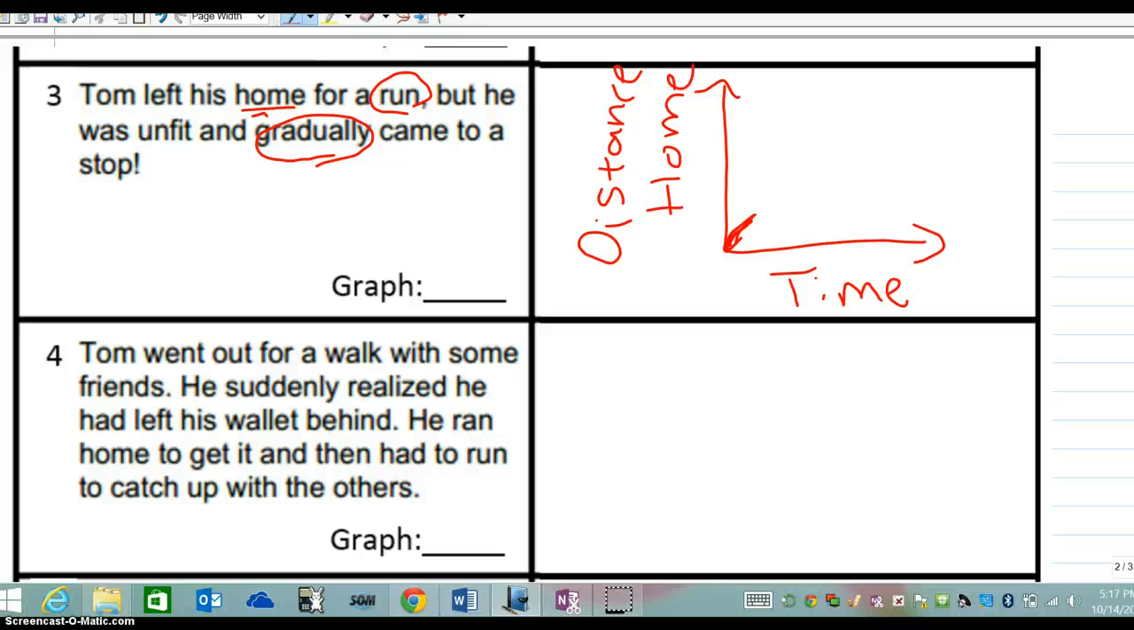So he was running, he was getting faster and faster, but eventually he got tired, so he just started going slower and slower and slower until he stopped. So a graph for that scenario will look something like this. Again, it is curvy because he's gradually coming to a stop, and eventually it just gets flat because he just stops.